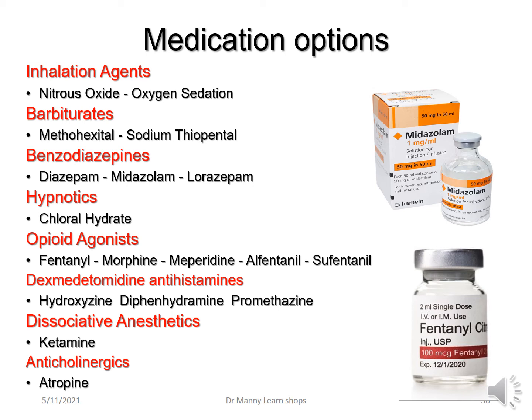You've got other agents such as dexamethasone, antihistamines, hydroxyzine, diphenhydramine, promethazine. And as I said, you've got dissociative anaesthetics such as ketamine. And you've also got anticholinergic agents which can be used in conjunction with others, such as atropine, to prevent things like bradycardia, which could be an adverse effect of some of these medications.